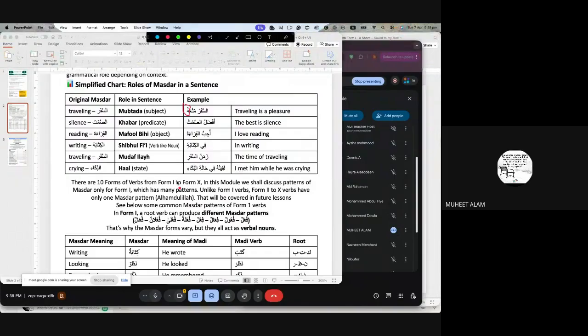Good. So let's see some examples of form one verbs' masdars, and there are some different masdar patterns of form one verbs.